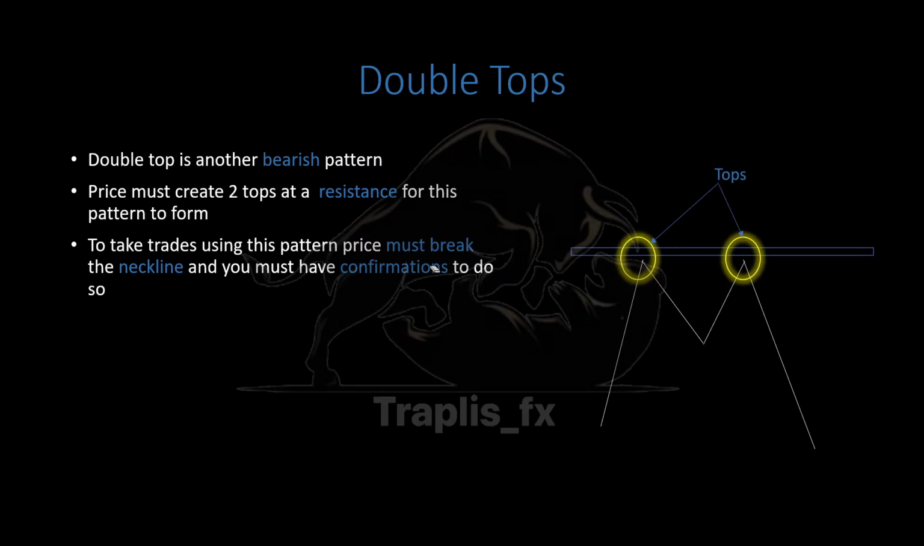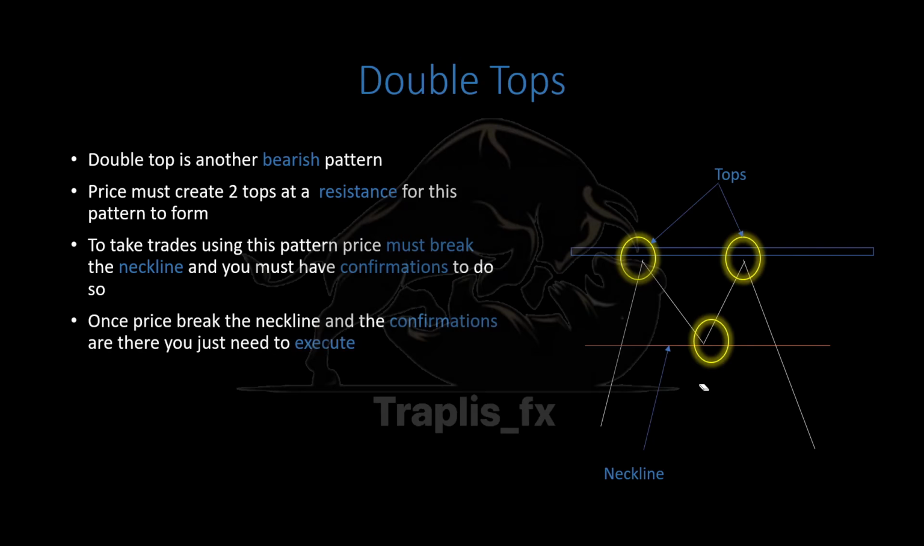For that to be done, you must break a neckline; there's always a neckline in these patterns. So you have the neckline over here at the middle triangle of the M. Then you take a sell position when you break the neckline and have the confirmations. It doesn't matter which pattern you use or what style you trade, you always need confirmations to take positions. And then you just need to execute when you have the confirmation.